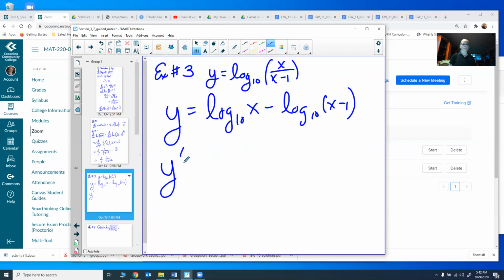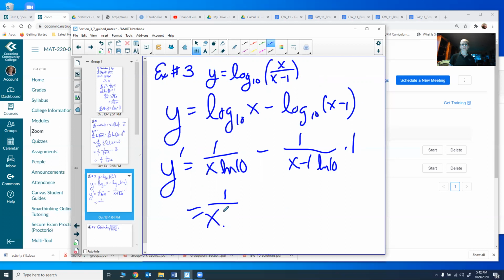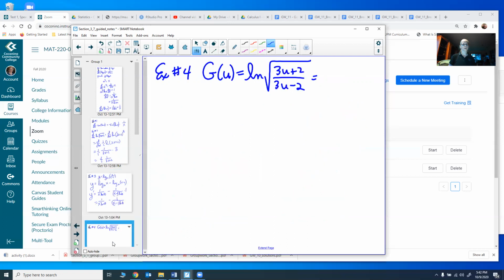So now we want to find y prime. So the derivative of log base 10 of x is 1 over x, whatever's inside, times the natural log of that base. The base is 10. Minus 1 over whatever's inside, x minus 1, times the natural log of the base, and then times the derivative of the inside, but the derivative of the inside is just 1. So we get that we have 1 over x, natural log of 10, minus 1 over x minus 1, natural log of 10. So that's a little bit easier, a little bit simpler to do it this way.